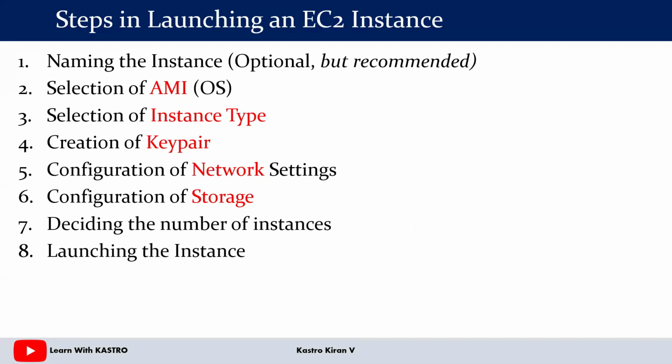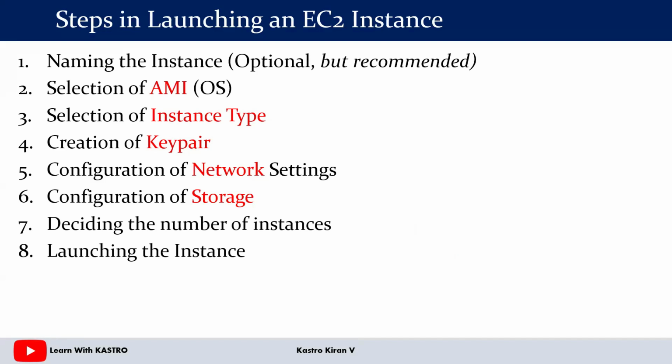Once after launching the EC2 instance, I'll be showing you how to connect to the EC2 instance. Then we are going to install a simple Apache server, and then we will create an index.html file where we can access the data that we are going to keep inside the instance. So let us go to the AWS console, and then we will be working with the launching of an EC2 instance.